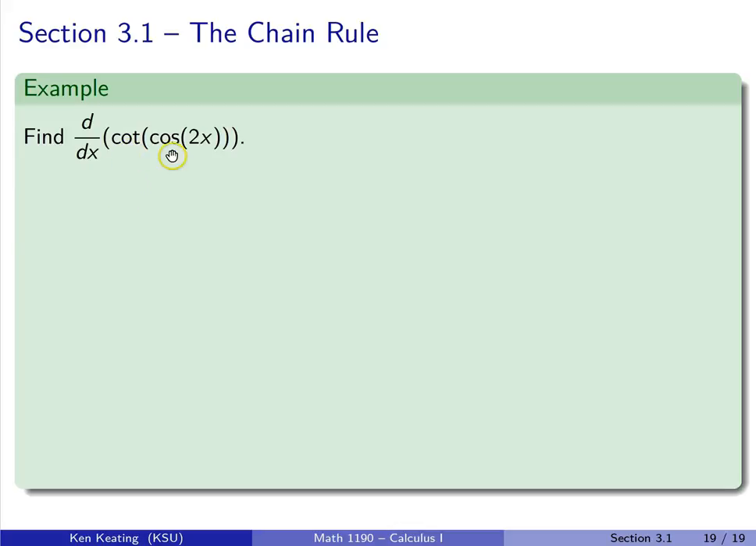The derivative of cotangent of a function requires a chain rule. The derivative of cotangent of a function will be minus cosecant squared of the function times the derivative of the function. Now the function is cosine of 2x. That itself is cosine of a function. So when I take the derivative of cosine of 2x, it also needs a chain rule.